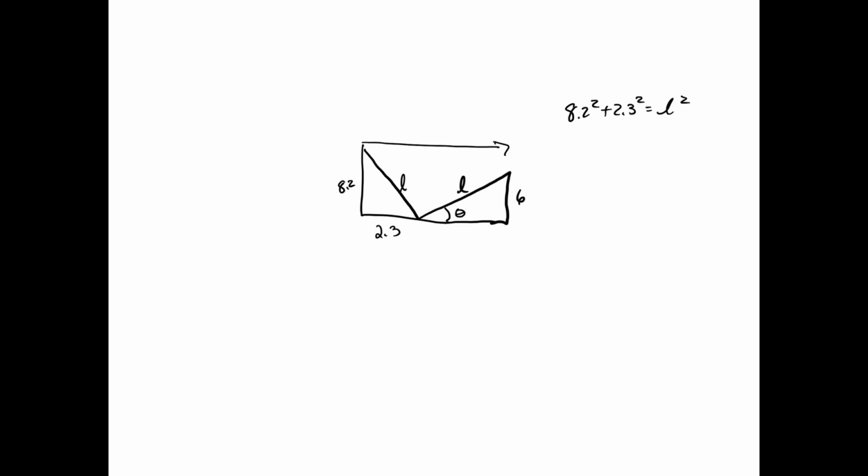So let's see what that's going to be. The square root of 8.2 squared plus 2.3 squared, that means our ladder is actually 8.5 in length. So that's 8.5 in length. This is 8.5 in length. Now we can find that angle and we can find the length of the other side.